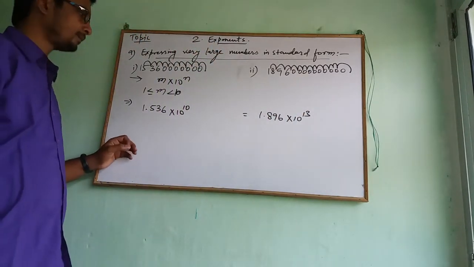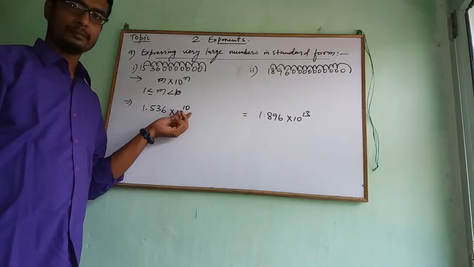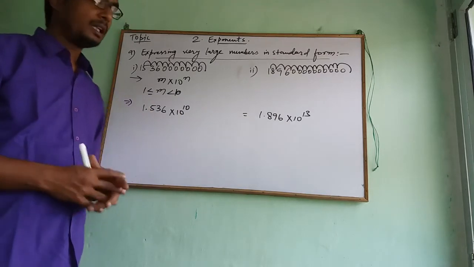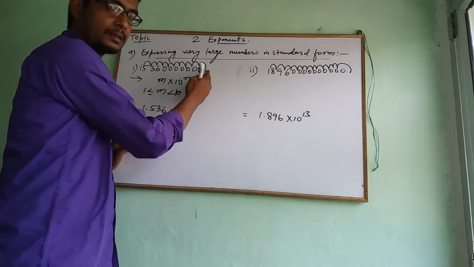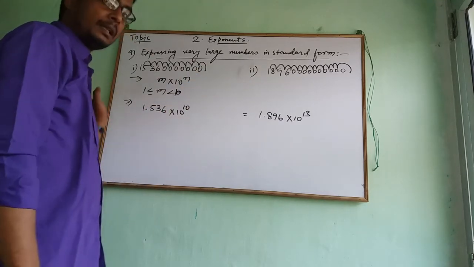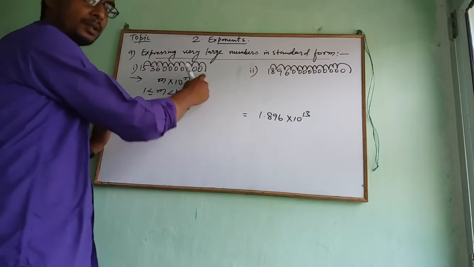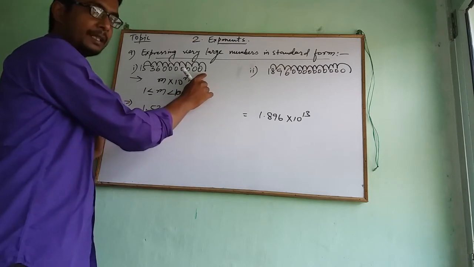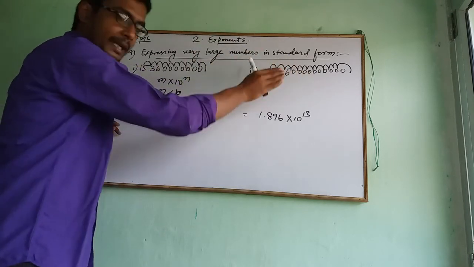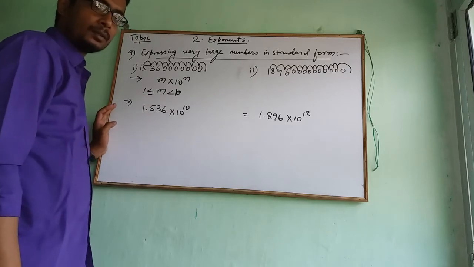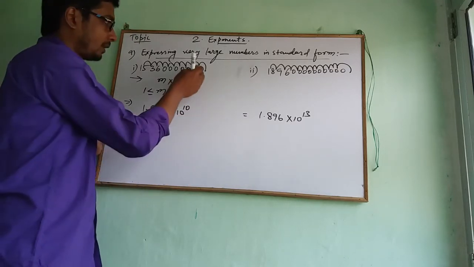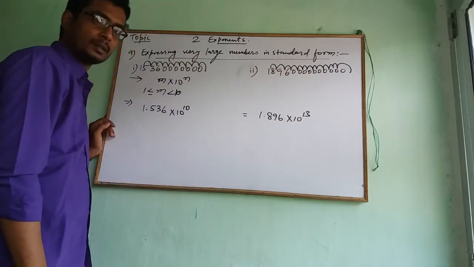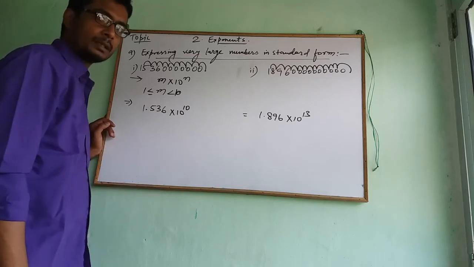Now remember one thing, you can see here the power is positive in both the cases. So please keep that in mind. If I am shifting my decimal place to my left side, then the power will be positive. And if I am shifting my decimal to the right side, then the power will be negative. So I have shifted the decimal to my left in both the cases, so I have written the power as positive. Now let's move on to our next one.